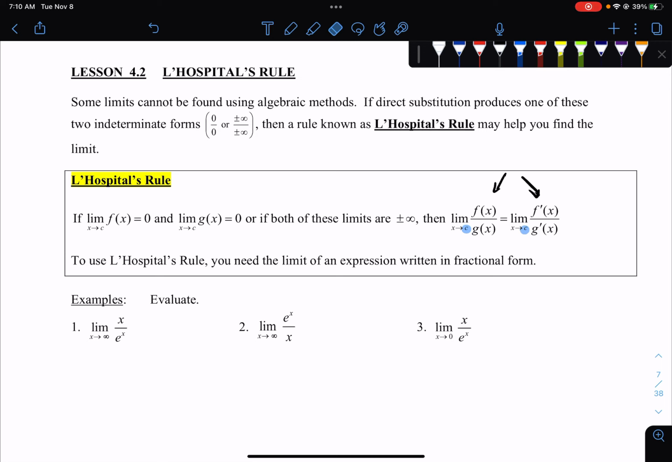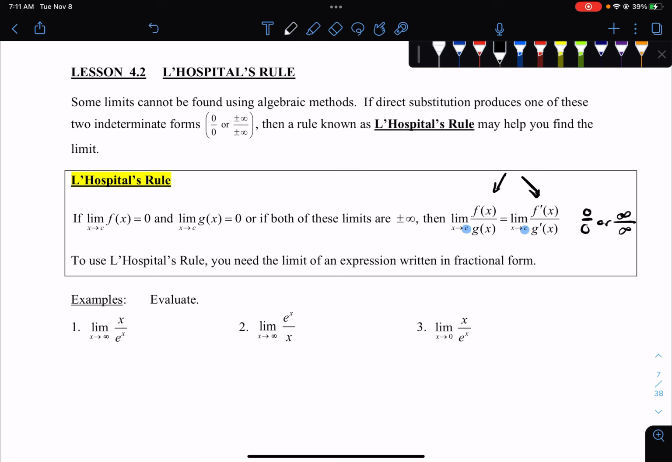Now, the way L'Hopital works is when I do that direct substitution, when I plug in that number to the top and when I plug in that number to the bottom, if I end up getting something like 0 over 0 or infinity over infinity or negative infinity over negative infinity. So if the top and the bottom both go to 0 or infinity, then I can use L'Hopital's rule to simplify the equation.